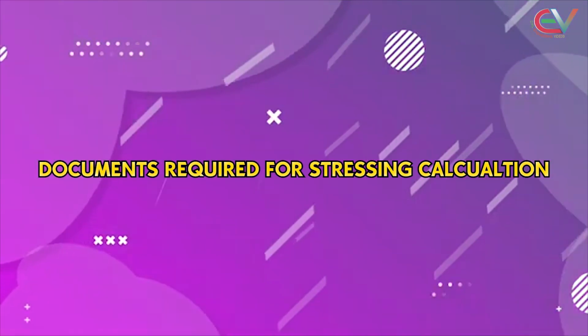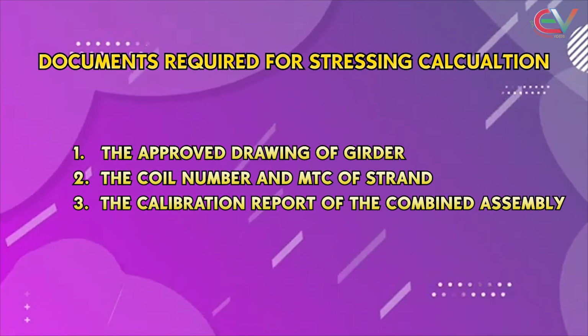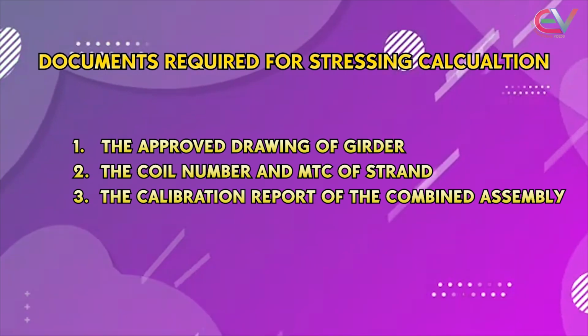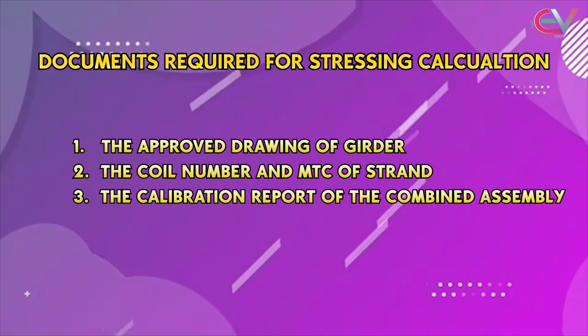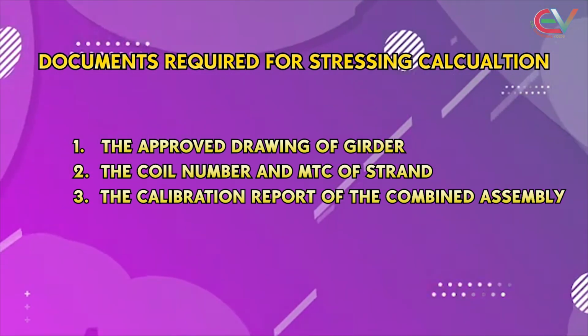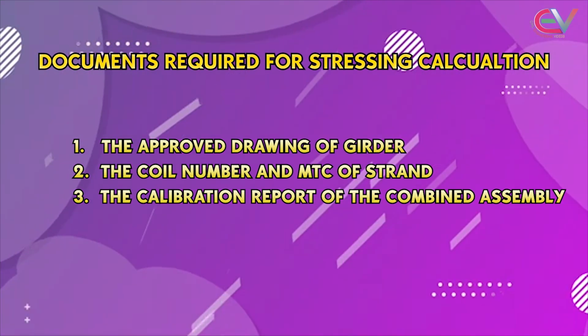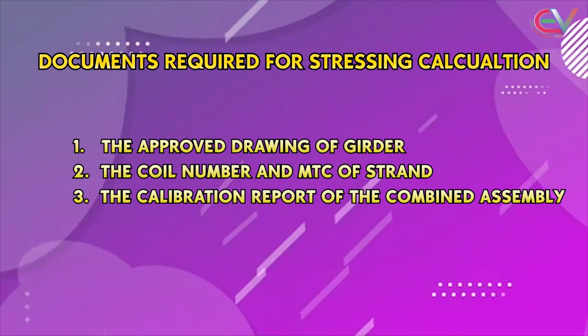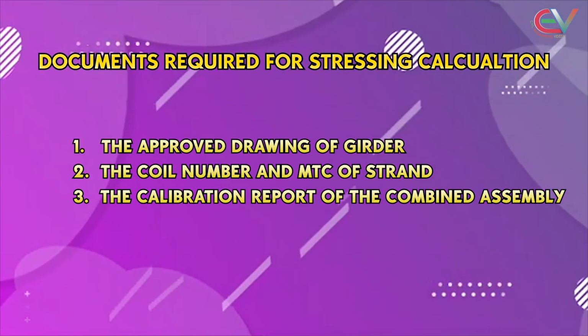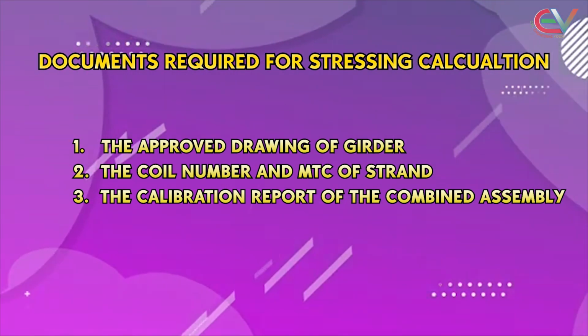Documents required for the stressing calculation. To calculate the stressing data, you need the approved drawing of girder, the coil number and the manufacturer test certificate or MTC, and the calibration report of combined assembly. The stressing data must be calculated based on the approved drawing.